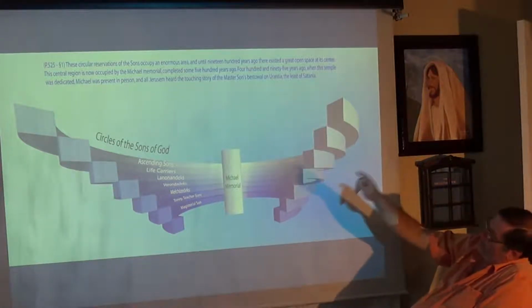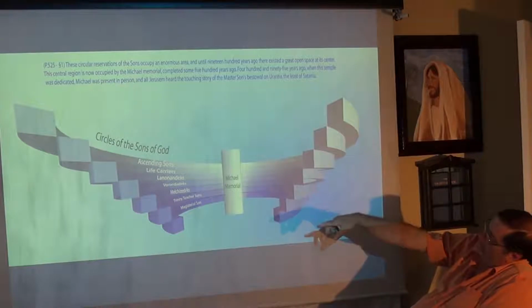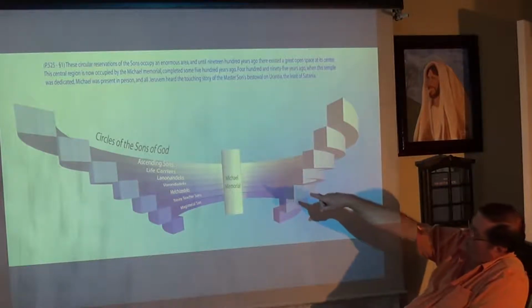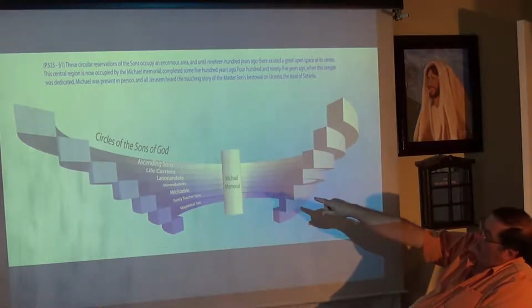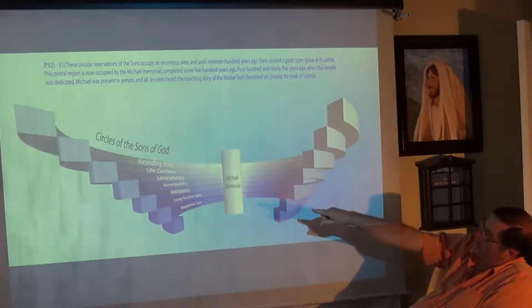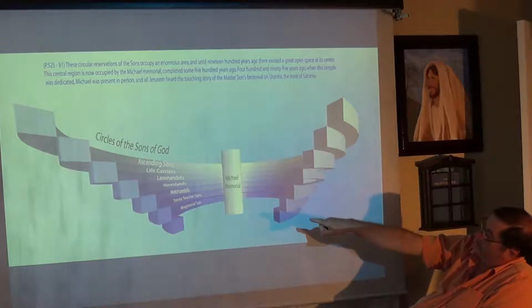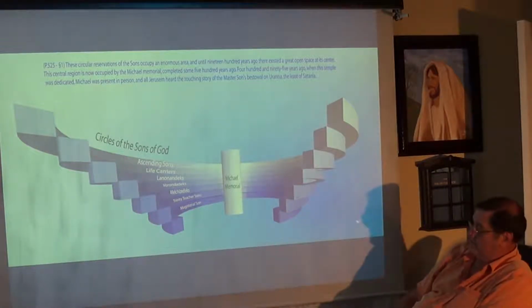And you'll see here it shows on each level which sons are on each level. Like the very top are the ascending sons. Underneath that is the Life Carriers, and then the Lanonandeks, the Vorondadeks, the Melchizedeks, the Trinity Teacher Sons, and the Magisterial Sons.